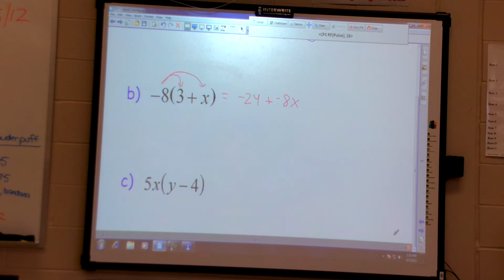Last one. We're almost done. Short notes today. 5x times y minus 4. So I'm going to go ahead and make that plus negative. Change my subtraction. Distribute. So 5x times y is 5xy plus 5x times -4, -20x. Okay, if you always change the plus negative, it's always going to be a plus in between, by the way.